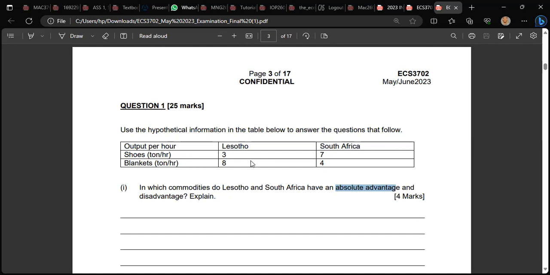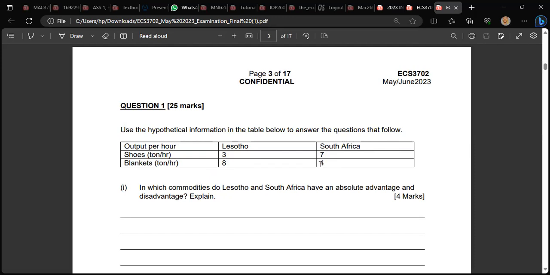So it's important now for us to get all the 4 marks here. They want us to talk about the absolute advantage and disadvantage and to explain why a country has an advantage and the other one has a disadvantage, or vice versa. So when we talk of Lesotho having an absolute advantage, talking about that 8 there, it has an advantage. Why? Because South Africa has 4. So it's important that we mention that the advantage is there, because while Lesotho can produce 8 per hour, South Africa only does 4 per hour. So that's where the advantage is.